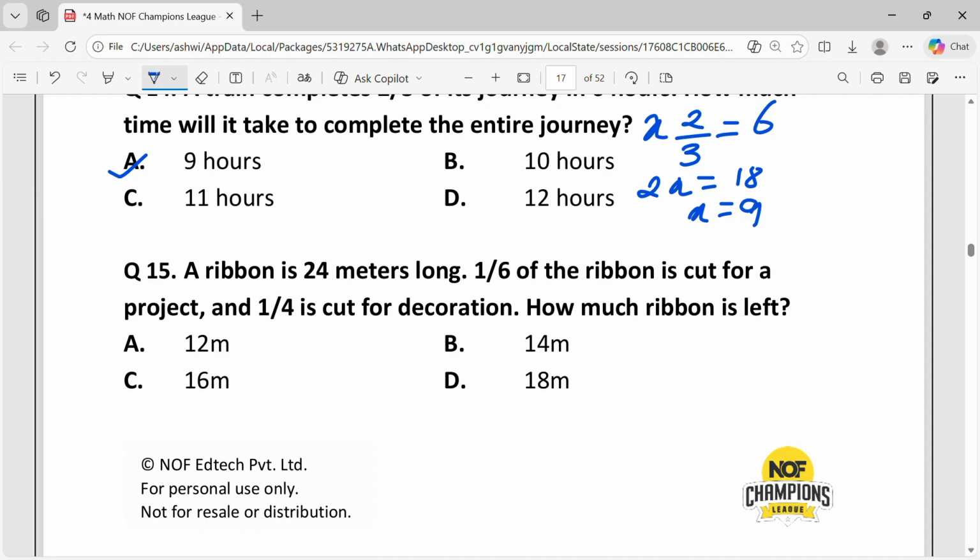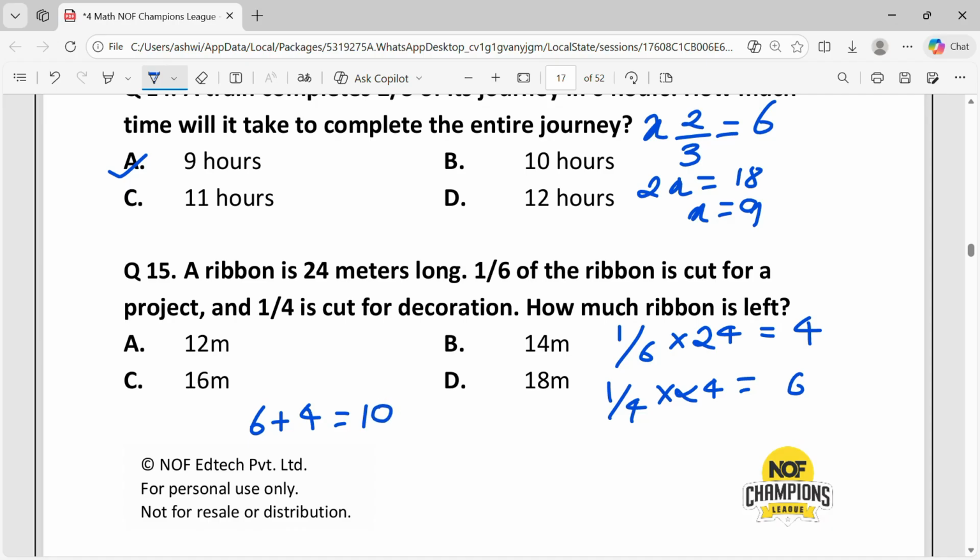Question 15. A ribbon is 24 meters long. 1/6 of the ribbon is cut for a project and 1/4 is cut for decoration. How much ribbon is left? The length of ribbon used for the project is 1/6 of 24, that is equal to 4, and the ribbon used for decoration is 1/4 of 24, that is equal to 6. So the total length used is 6 plus 4, that is equal to 10. So the remaining ribbon is total 24 minus 10, which is equal to 14. So the answer is B, 14 meters.